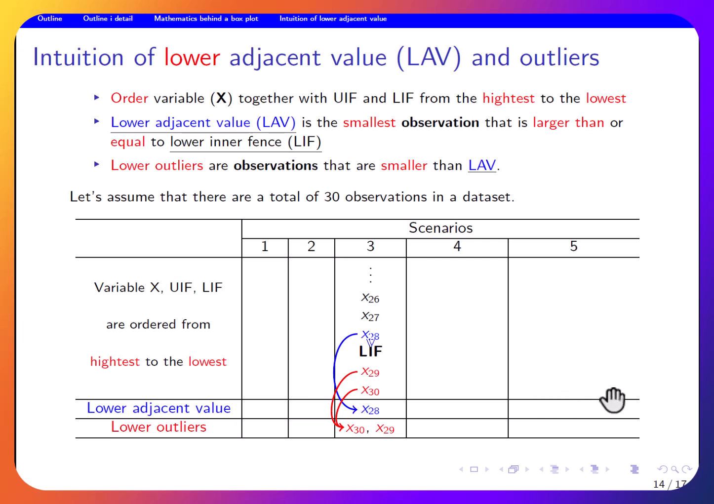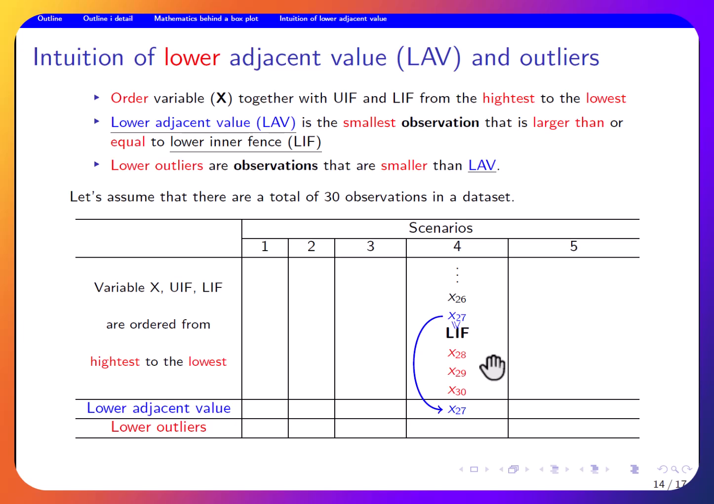Let's move on to the fourth scenario. In this case, the lower fence is larger than x28, but smaller than or equal to x27. In the whole dataset, x27 is the smallest observation that is larger than or equal to the lower fence. Therefore, x27 is a lower adjacent value. Because x30, x29, and x28 are smaller than the lower adjacent value x27, x30, x29, and x28 are lower outliers in this scenario.